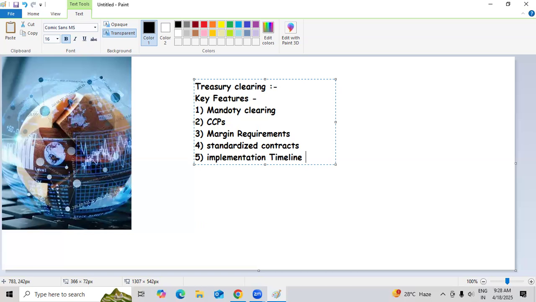There are other elements that we need to discuss about treasury clearing, which we are going to discuss in the next session.